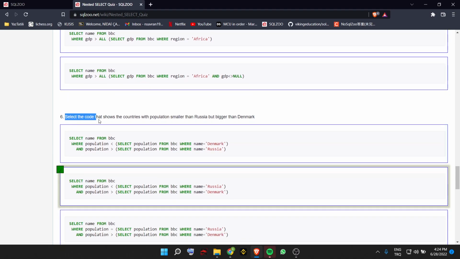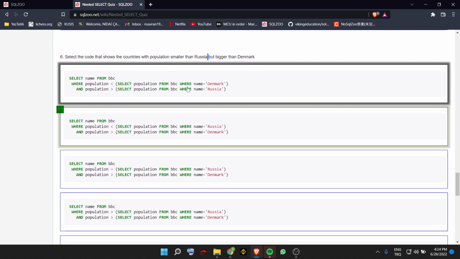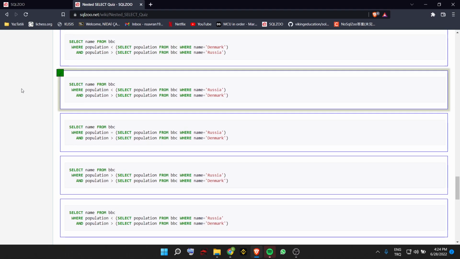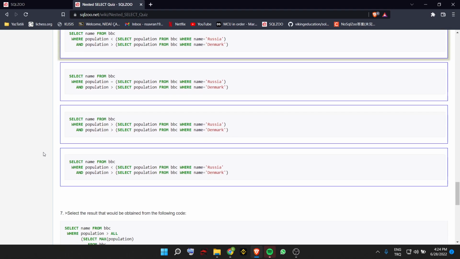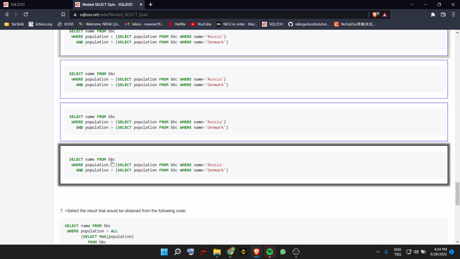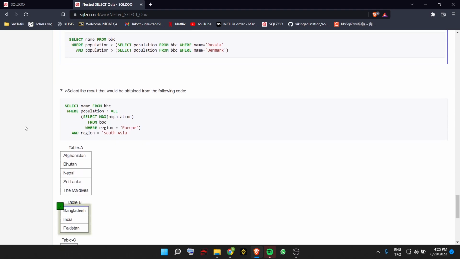In six questions, select the code that shows the country's population smaller than Russia but bigger than Denmark. It should be smaller than Russia, not A. Smaller than Russia, yes. Not C, not D. It can be B or E. Let's see what's the difference. It doesn't put a bracket in here, so the correct answer is B.